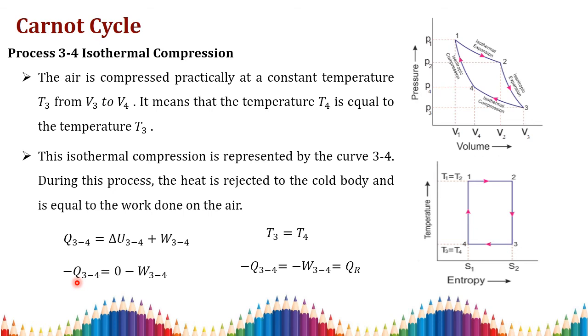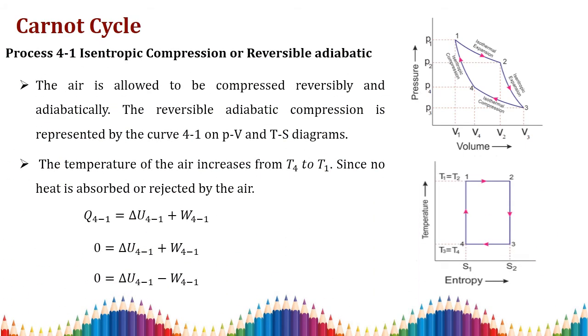rejected out of the system. During compression, the heat is rejected out of the system, so you have to put a minus here. Also, we are giving work to do the compression process, so the work is also negative. So here heat is negative and work is also negative in the isothermal compression process 3 to 4. Then process 4 to 1 is your isentropic compression process.